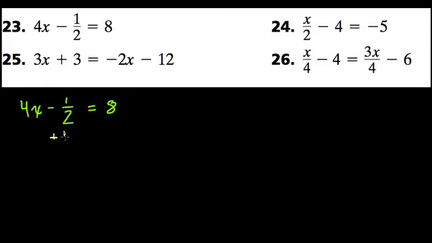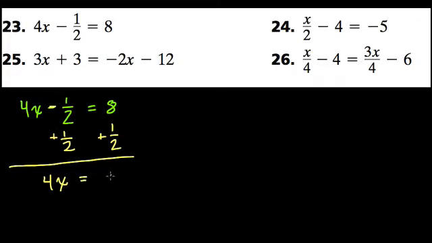That means you want to get rid of all the numbers that are not x and move them to the other side. You want to balance the equation, right? So if you're subtracting a half, you undo that by adding a half. So that leaves you with 4x, right? Because minus 1/2 plus a half is 0, equals 8 and a half.